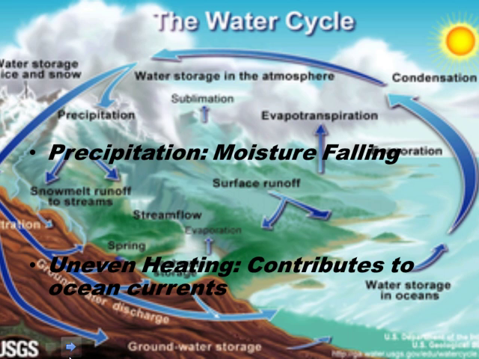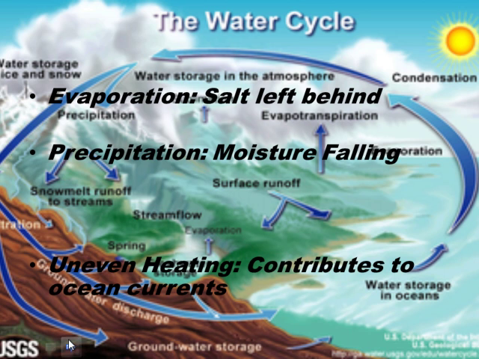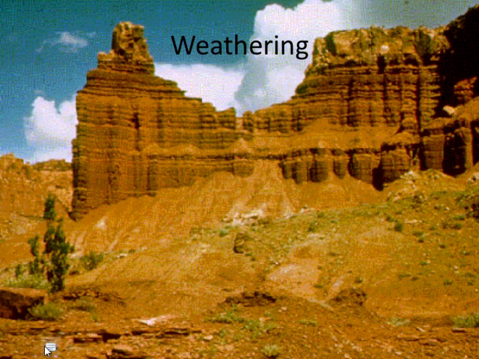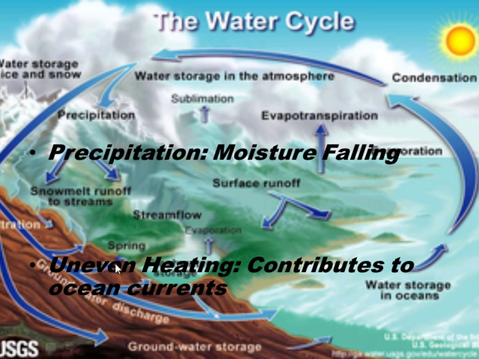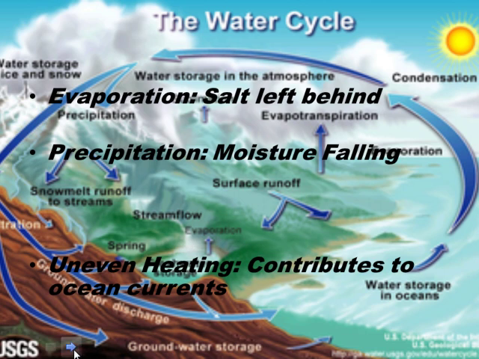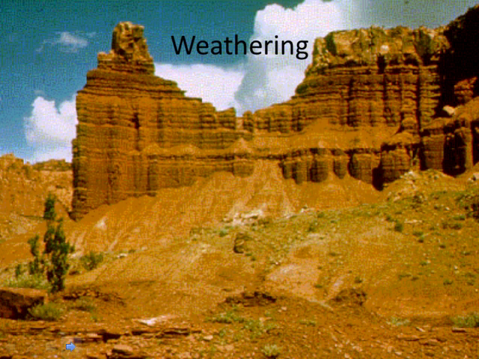Good. Neglected to put on your notes, but one thing you need to realize is that precipitation is moisture falling, evaporation, salt left behind, gravity is rivers. I'm going to get to that today. It's almost time to go. Yeah, take a look at the water cycle. Remember these 4 things for your test.